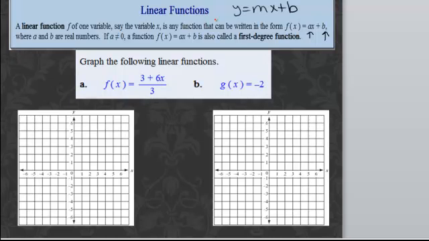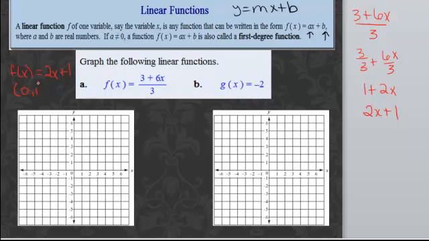So let's say we have f of x equals 3 plus 6x all over 3. That's the same thing as 3 over 3 plus 6x over 3. Well, that's 1 plus 2x, which is the same thing as 2x plus 1. So this first function is the same thing as f of x equals 2x plus 1. And in this function, your y-intercept is (0, 1), and your slope is 2, or 2 over 1.